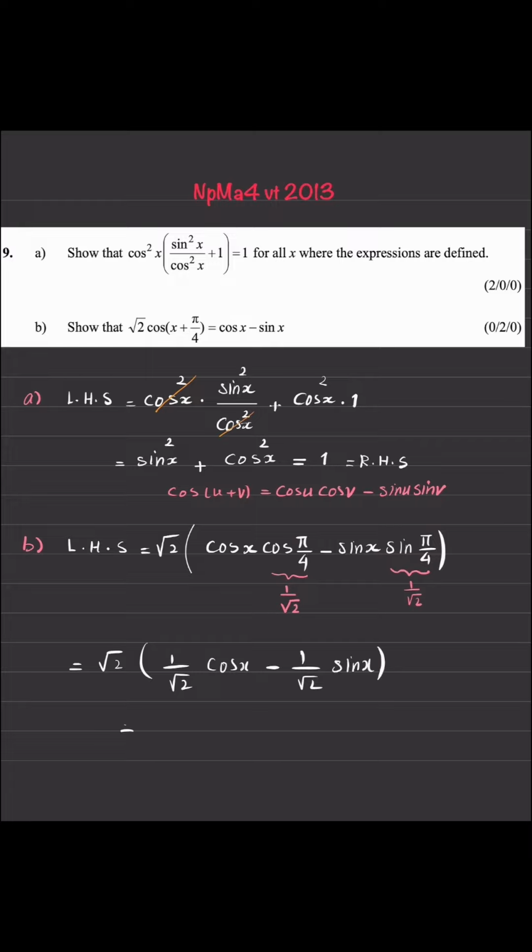And now what happens if I multiply square root of 2 here? This will cancel that one. I also have to multiply this here. This will be cancelled. And then what is left for me is just simply cos x minus sin x. And again, it is equal to the right hand side.